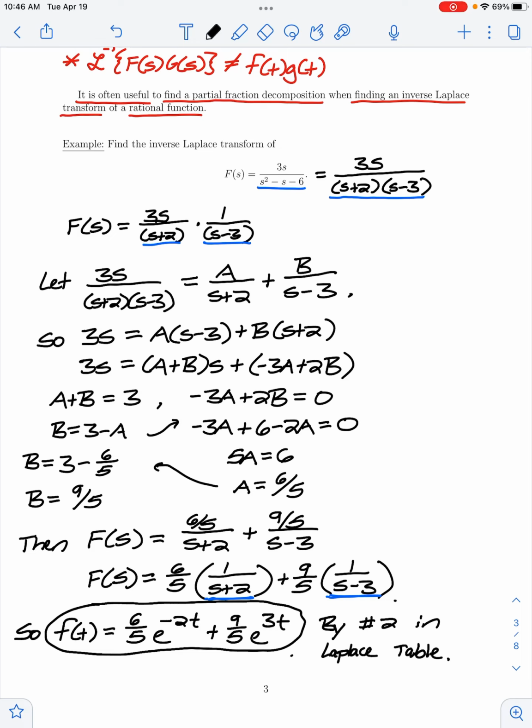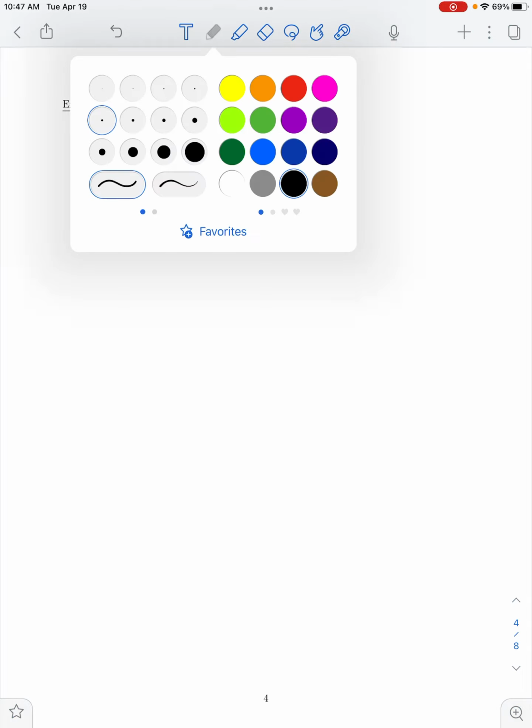So we see here that when that denominator involves a product of terms, we might have to use partial fractions to rewrite that product as a sum or difference of smaller, simpler terms, and then take the inverse transform term by term. So let's look at another example of this. Here we are asked to find the inverse Laplace transform of the following function.